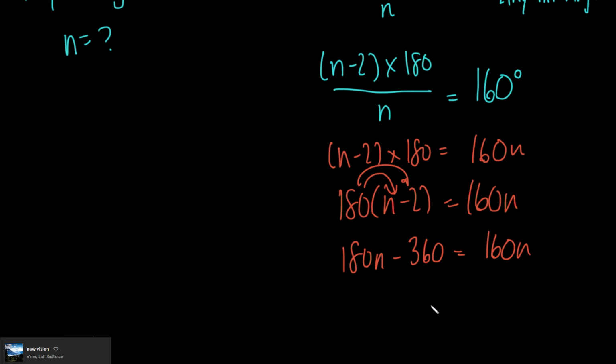Now I can simply move 180n to the other side, so I'm subtracting 180n from both sides. I'm going to get negative 360 on this side, and 160n minus 180n, which is negative 20n. Now I can divide both sides by negative 20. So n will have to be, let's use my calculator, negative 360 divided by negative 20, which gives n equals 18. So my polygon in this case has 18 sides.